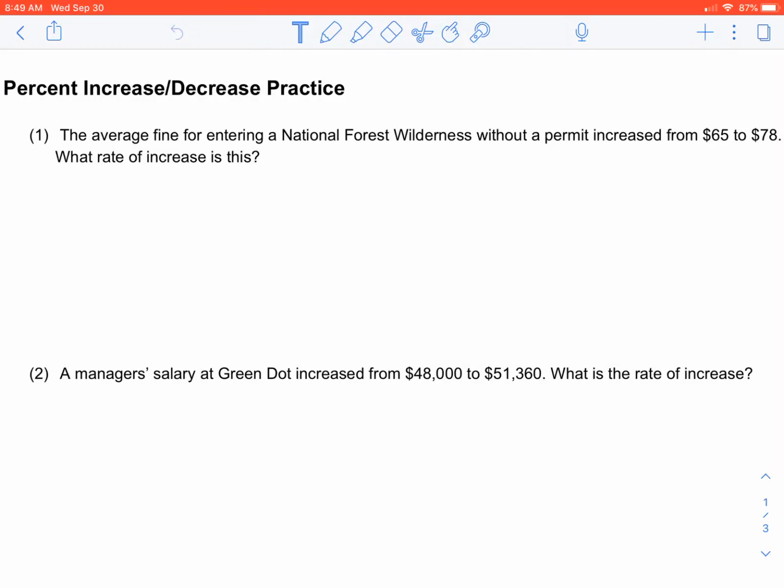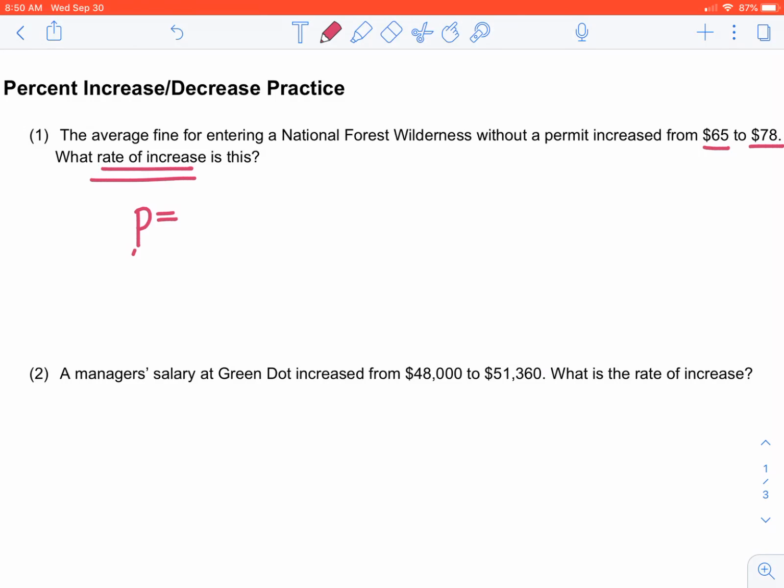All right, so we're going to do some practice on percent increase and decrease. We're going to try a couple problems together, and then I'm going to have you do a couple on your own. All right, so first question says the average fine for entering a national forest wilderness without a permit increased from 65 to 78. What is the rate of increase? That's the same thing as percent of increase.